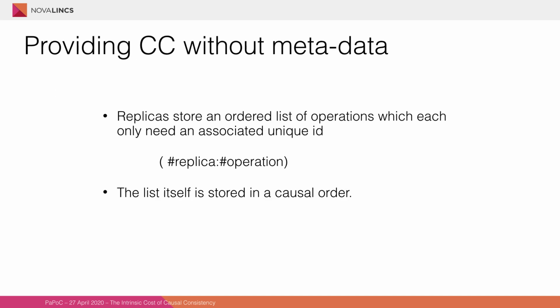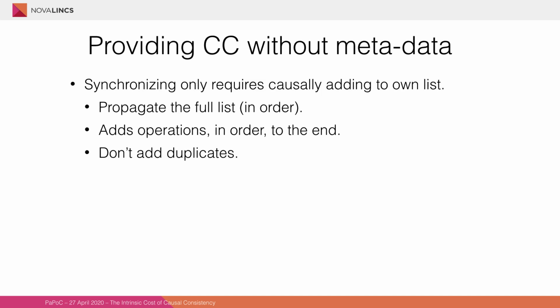So our approach will have replicas storing an ordered list of operations, where each operation only has an associated unique ID in the form of replica ID and an operation number. And the interesting part is that this list itself will be ordered in causal order. For a pair of replicas to synchronize, they only need to ensure that operations they receive are added to their own list in a causally respected order.